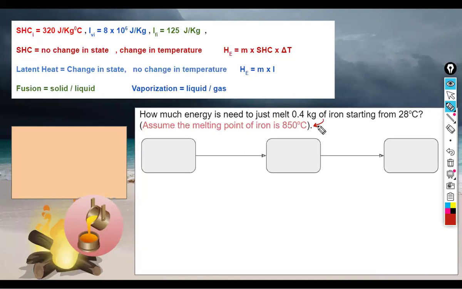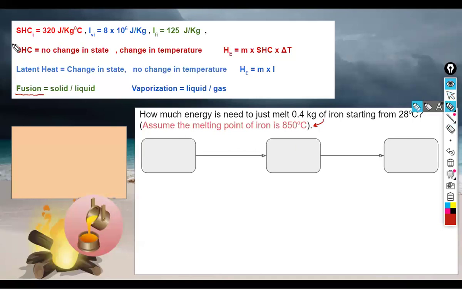This question is a mixture of both formulas. We know latent heat is involved somehow. Is it going to be latent heat of fusion or latent heat of vaporization? Which one is it going to be? Right, it's going to be fusion because we're melting a piece of metal. So it's going from solid to a liquid. So this one is fusion.